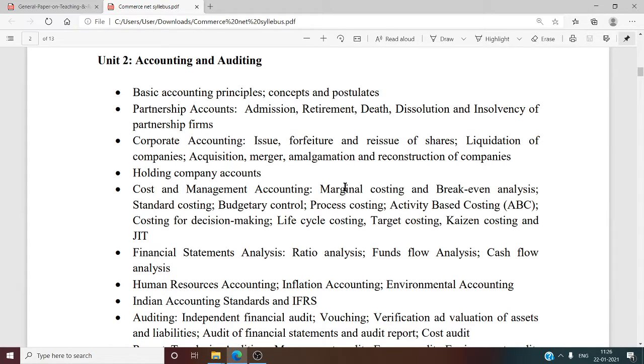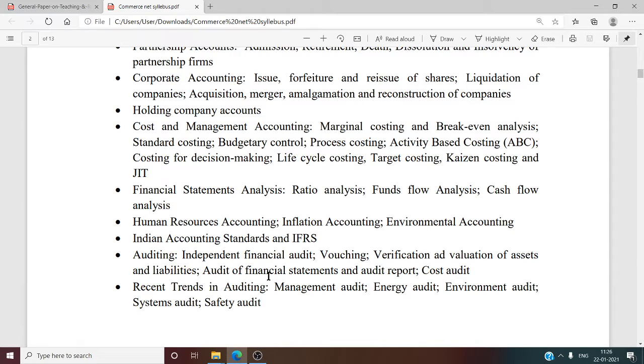Then cost and management accounting is also included in the accounting subject. That is marginal costing, break-even analysis, standard costing, budgetary control, process costing, activity-based costing, costing for decision making, life cycle costing, target costing, Kaizen costing, a just-in-time approach. Then financial statement analysis, ratio analysis, fund flow analysis, cash flow analysis, human resource accounting, inflation accounting, environmental accounting, Indian accounting standards, and IFRS.